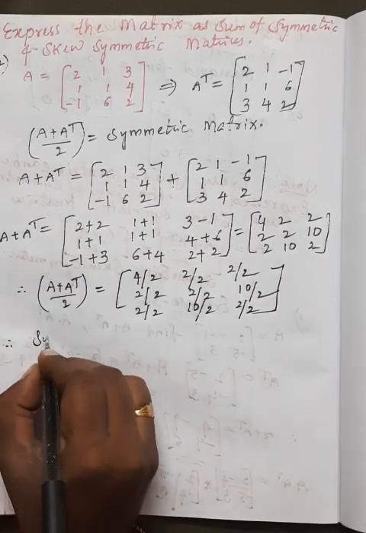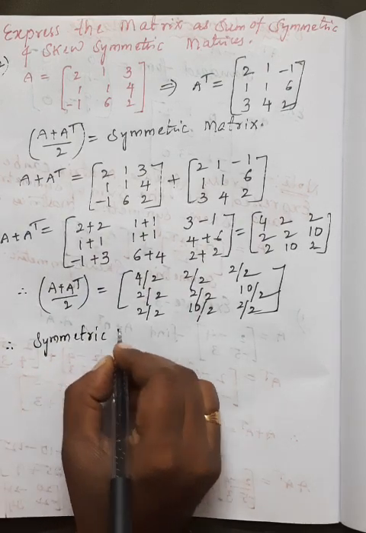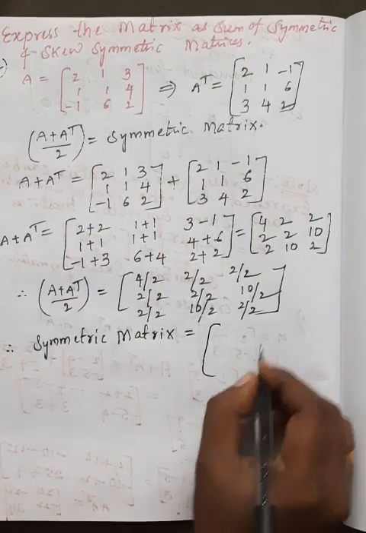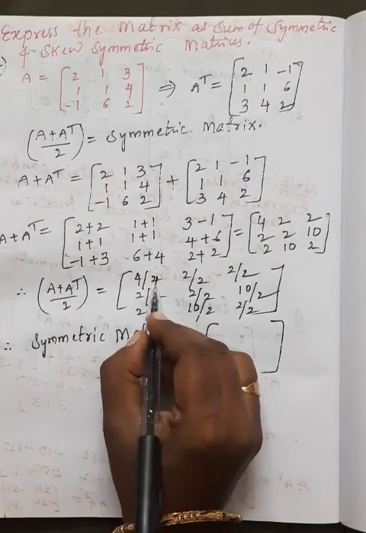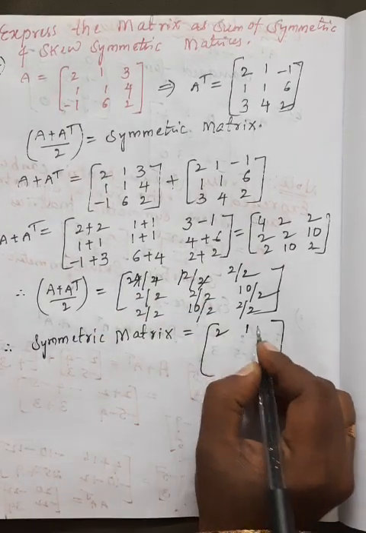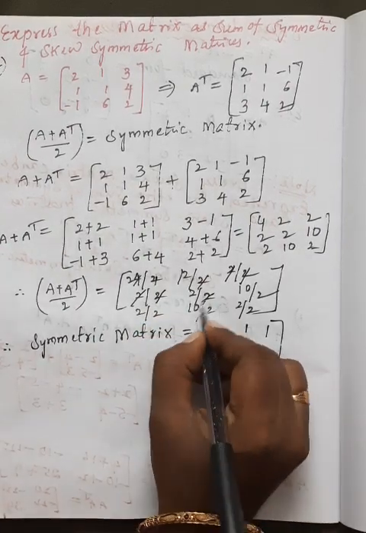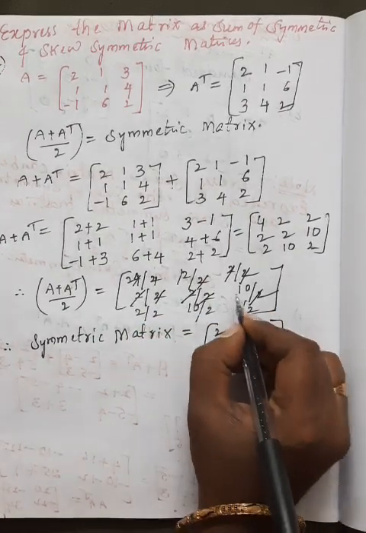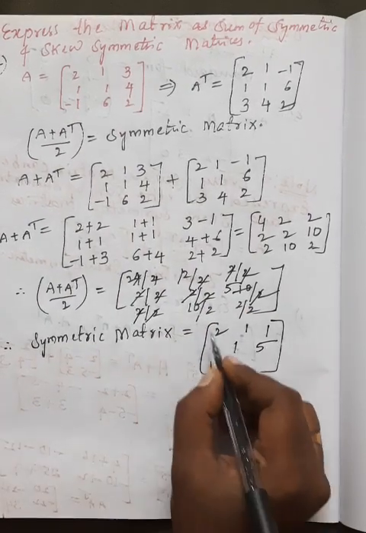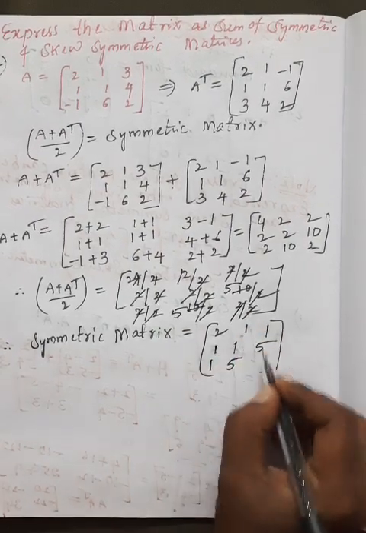Therefore, the symmetric matrix is equal to, so 2 ones are 2, 2 twos are 2, the 2s will get cancelled, and 2 ones are 2, 2 fives are 10, and the 2s will get cancelled.